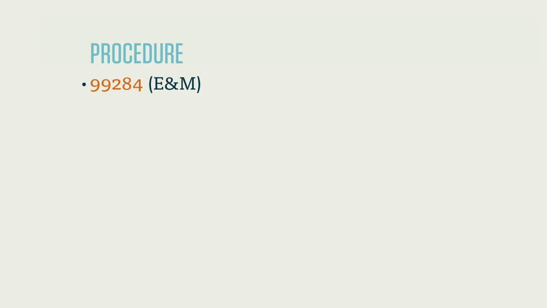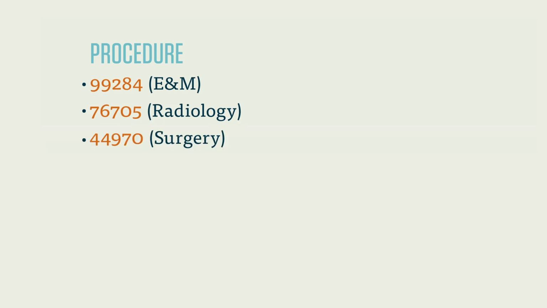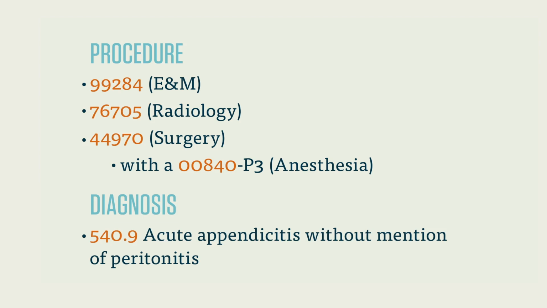Here's what we'd end up with. Procedure: 99284 E&M, 76705 radiology, 44970 surgery with 00840-P3 anesthesia. Diagnosis: 540.9, acute appendicitis without mention of peritonitis. We'd include that information in a super bill along with the provider information. In this case, it'd be the hospital, patient information, and prices. We'd send those on to the medical biller, whose work we'll explore in the next course.